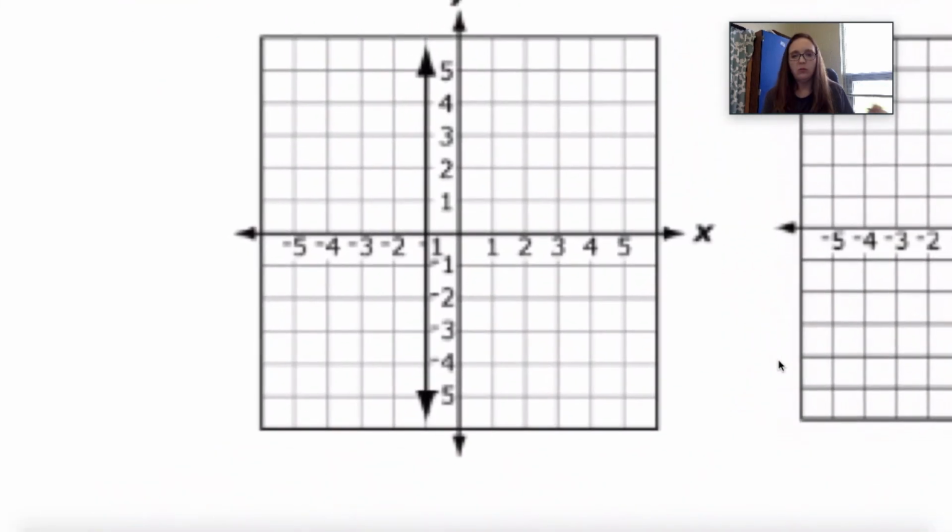Okay, let's do this problem. Well, this is another special case. Remember, on this one, Slope Dude would say undefined.